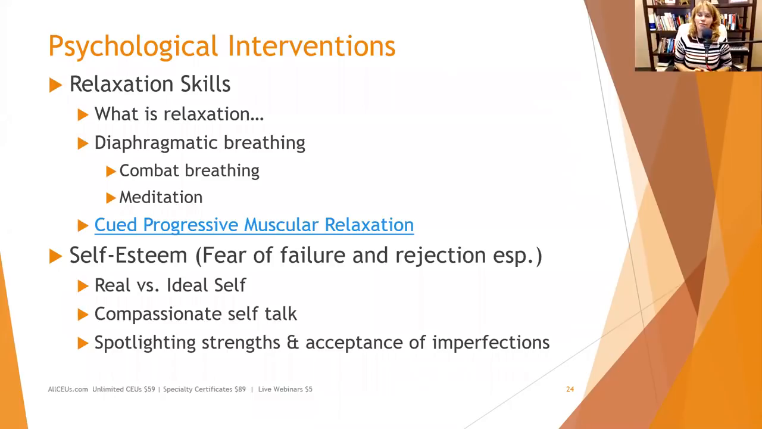Help them develop self-esteem, because fear of failure and rejection a lot of times come from needing other people's approval. Help them develop a rational idea of their real self. Develop compassionate self-talk instead of saying I'm an idiot or I'm stupid or I'll never measure up to anything. Encourage them to talk to themselves like they would talk to their child or hopefully their best friend. And encourage them to spotlight strengths. Whenever they feel like they've got an imperfection, identify 3 strengths that they have. So they're balancing out the imperfections and the strengths.